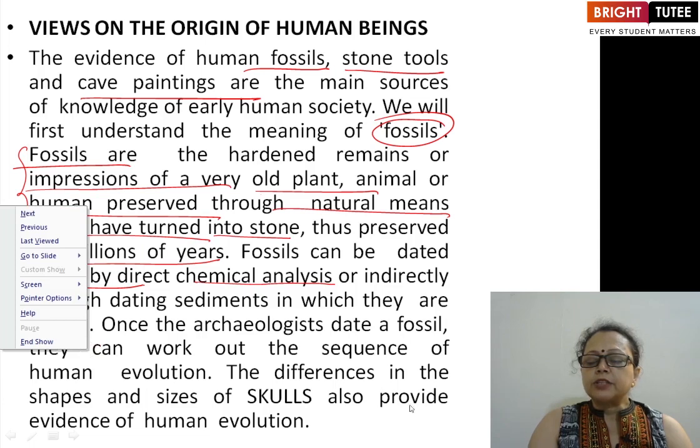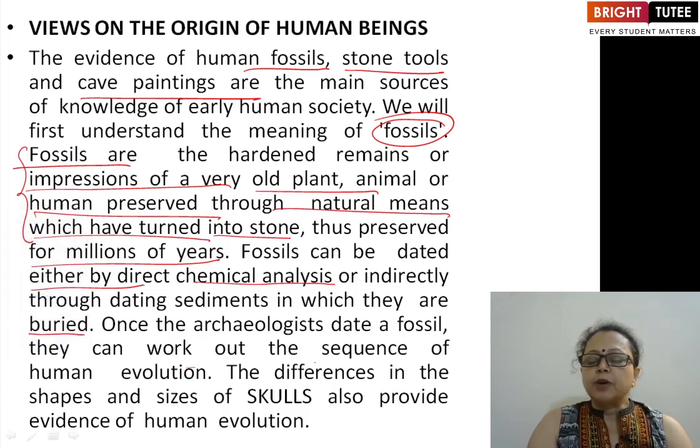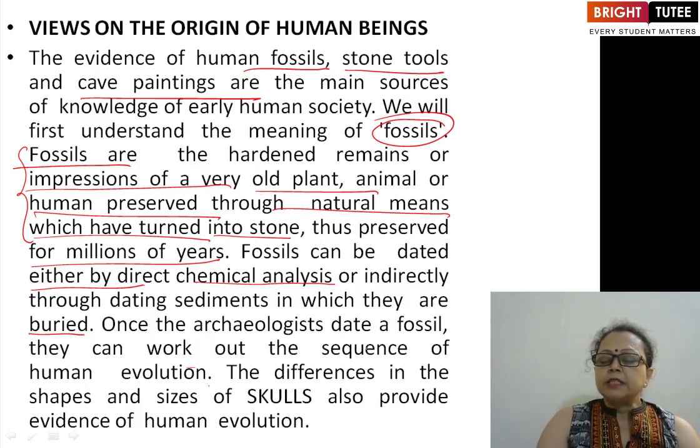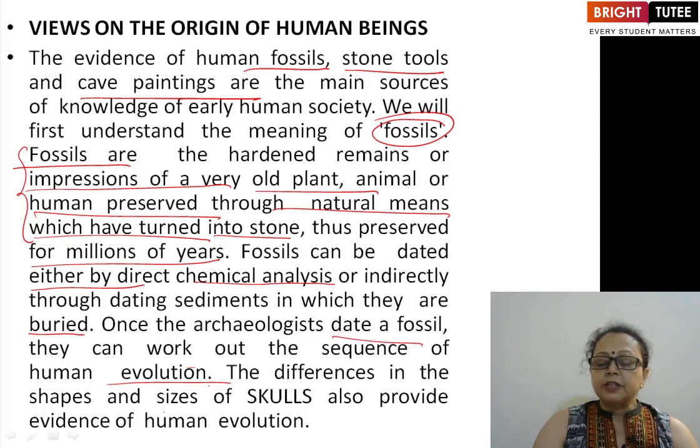Once the archaeologists date a fossil, they can work out the sequence of human evolution. Now, in this way, it has become very easy for the archaeologist. Once the archaeologists date a fossil, they can work out the sequence of human evolution. With the date of the fossils only, it becomes very easy for the scientist to work out the sequence of the evolution of human.